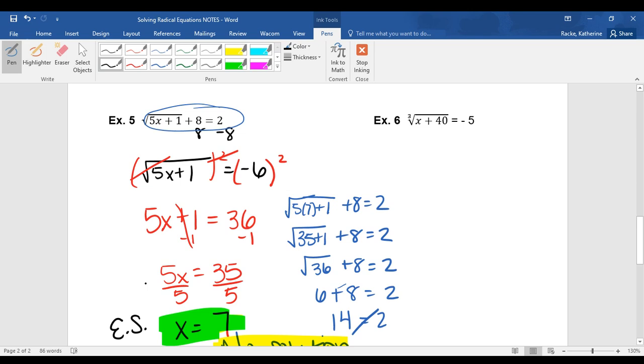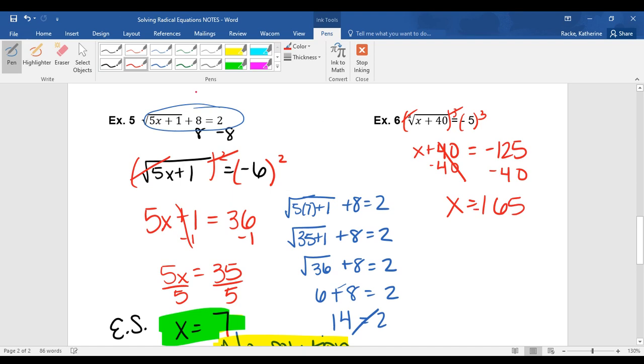Example 6 here. I have the cube root of x plus 40 equals -5. So I am going to cube both sides. That cancels out my cube root. I get x plus 40 equals -125. Subtract 40. I get x equals -165.